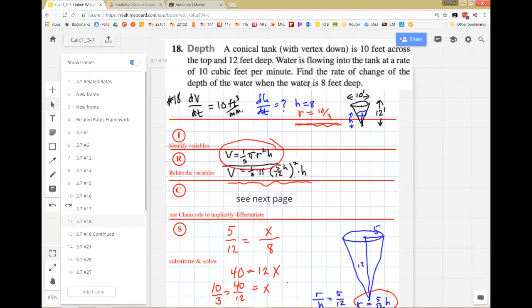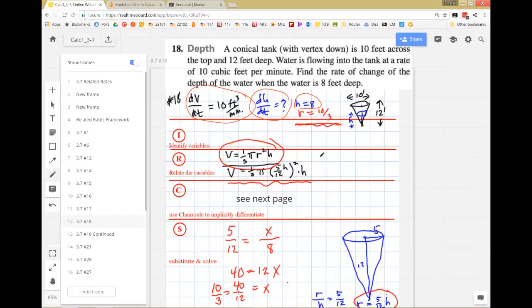Find the rate of change of the depth of water. The water is flowing into the tank at a rate of 10 cubic feet per minute. So that's this guy right here: dV/dt equals 10 cubic feet per minute. Find the rate of change of the depth of the water. I'm calling that height, so dH/dt is what you're supposed to find when the water is 8 feet deep.